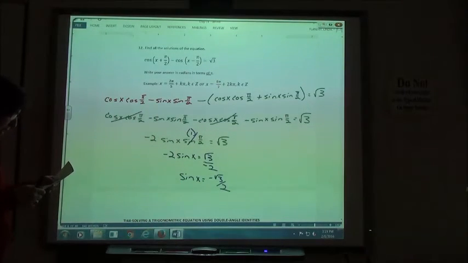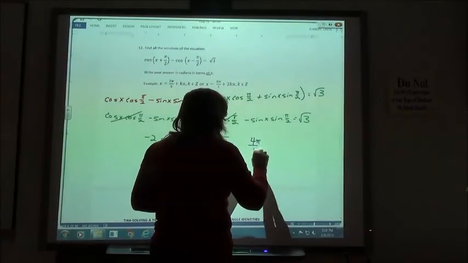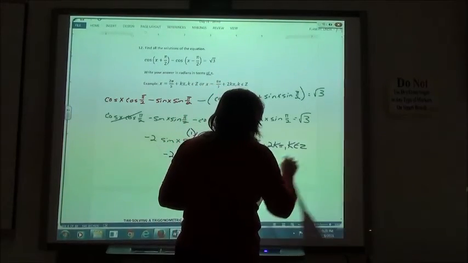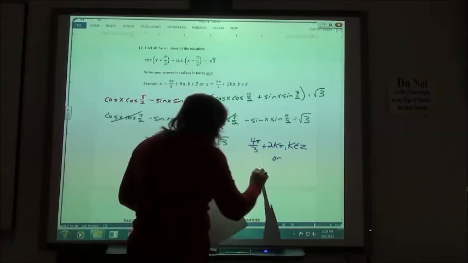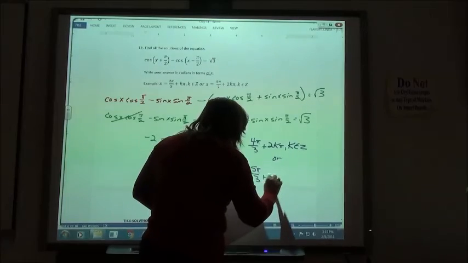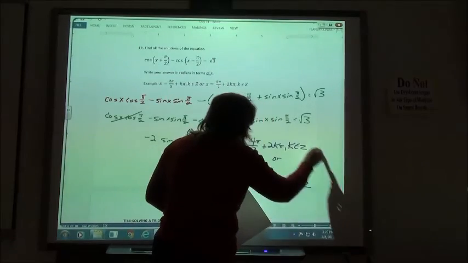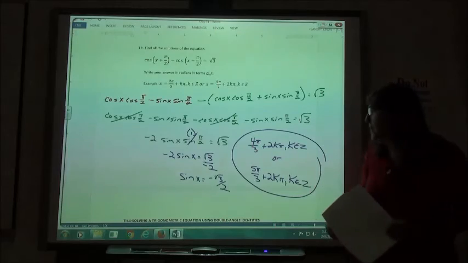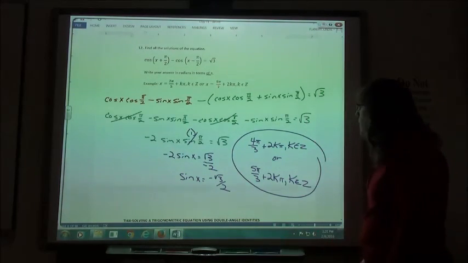So looking up on our table for where the sine equals negative square root of 3 over 2, we have 4 pi over 3 plus 2k pi, with k being an element of z, or, keep looking at my table, negative square root of 3 over 2 is 5 pi over 3 plus my 2k pi, with k being an element of z. So either 4 pi over 3 or 5 pi over 3 plus my 2k pi, since that's my period for sine, and those should be your answers.